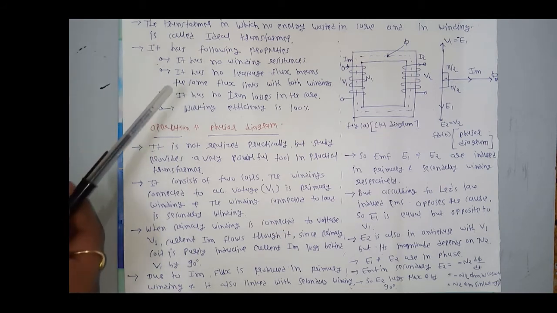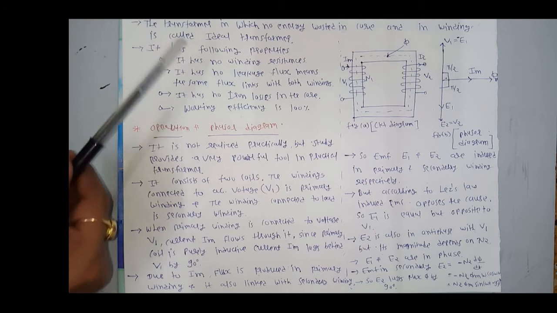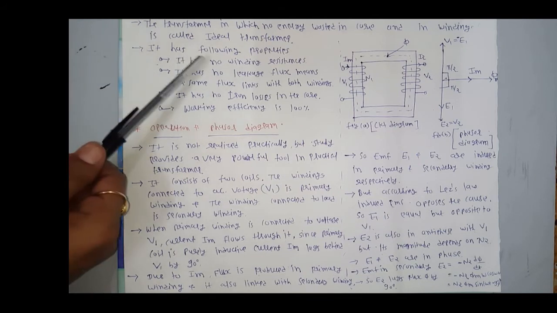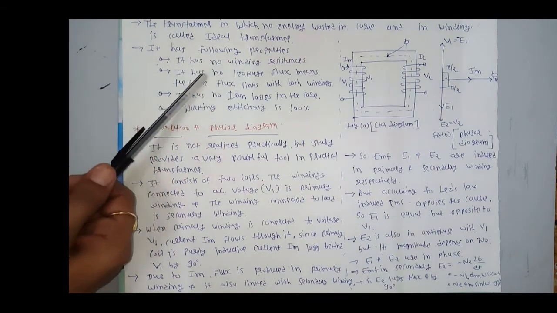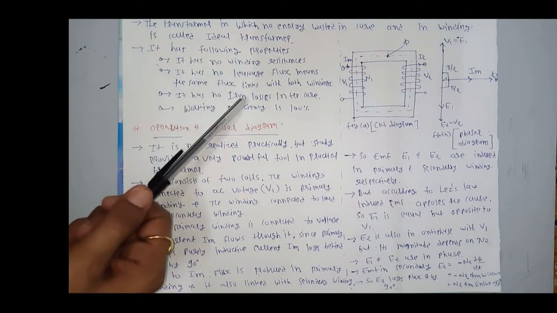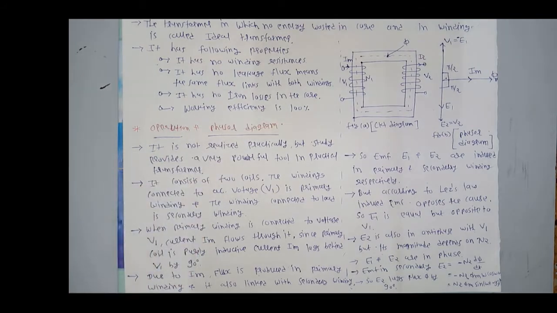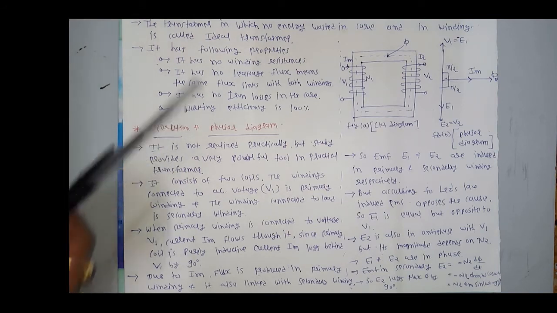Again, I repeat, what is an ideal transformer? The transformer in which no energy is wasted in the core or winding, or we can say that there are no energy losses in this type of transformer, and it has these four properties. It has no winding resistance, it has no leakage flux, it has no iron losses in the core, and its working efficiency is 100%. Now we will discuss the operation and phasor diagram of the ideal transformer.